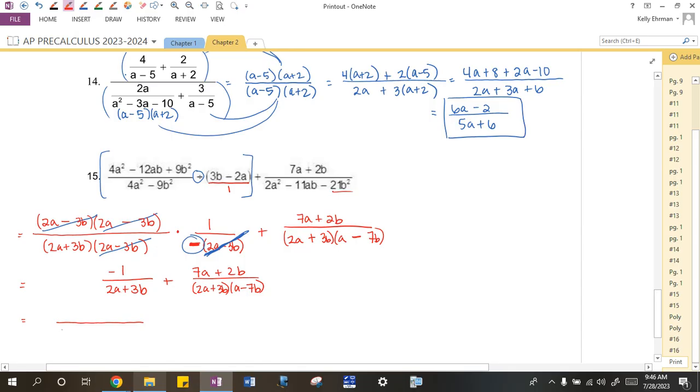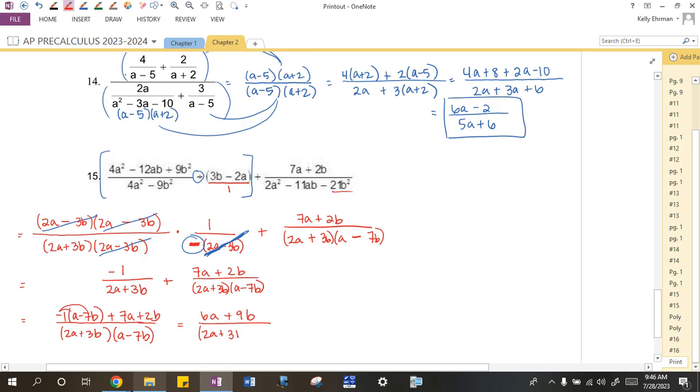So they both have a 2a plus 3b. And the second fraction has an extra factor of a minus 7b. So the first fraction, we've got to multiply by a minus 7b. So negative 1 times a minus 7b plus 7a plus 2b. Okay, distribute and combine here. Negative a plus 7a is 6a. Positive 7b plus 2b is plus 9b.